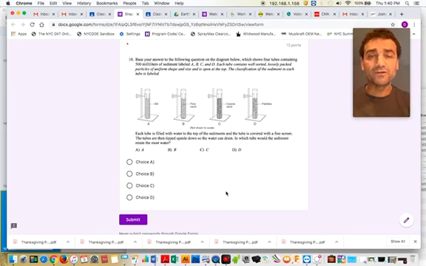Base your answers to the following question on the diagram below, which shows 4 tubes containing 500 milliliters of sediment labeled A, B, C, and D. Each tube contains well-sorted, loosely packed particles of uniform shape and size, and is open at the top. The classification of the sediment in each tube is labeled.